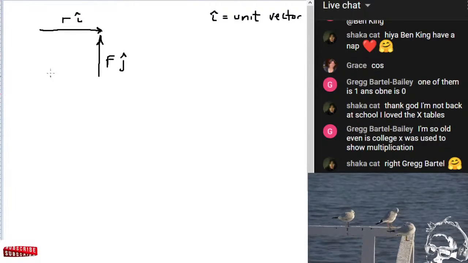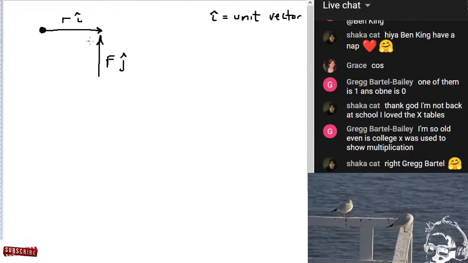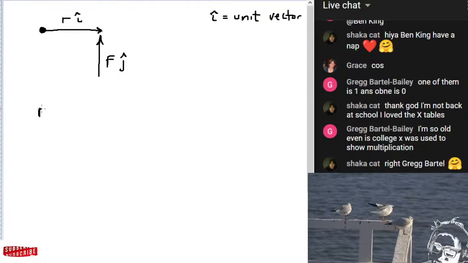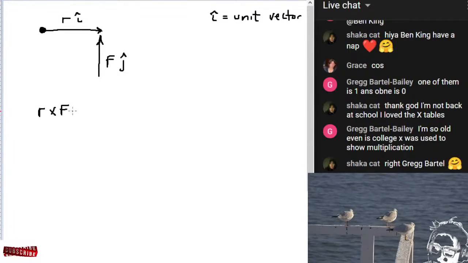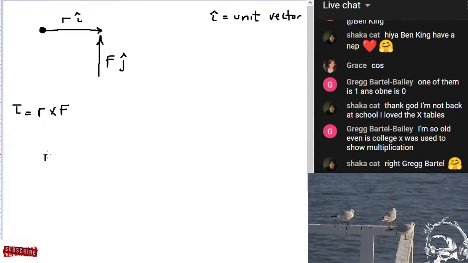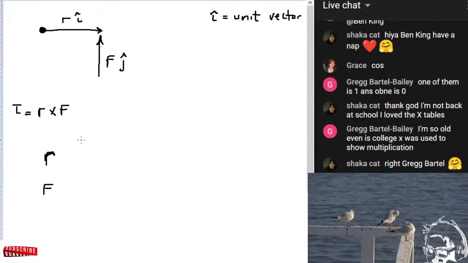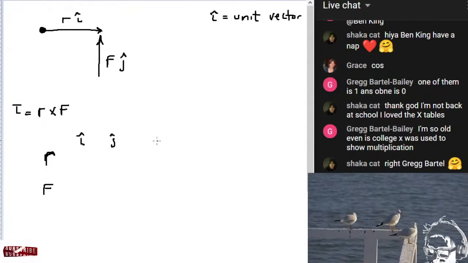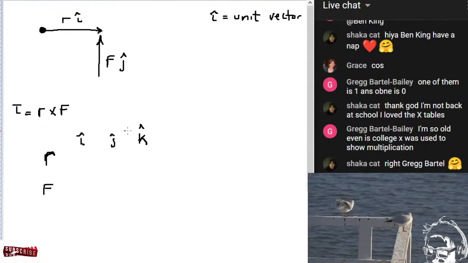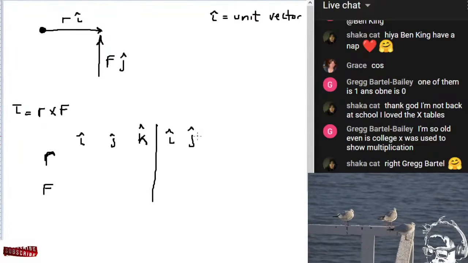Okay, so what we can do now is say, here's the pivot point of some lever, a bar, and you're applying a force this way. We can say this is the torque, and we can put up here R, F, and then I hat, J hat, K hat, and then we repeat the first two, I hat, J hat.